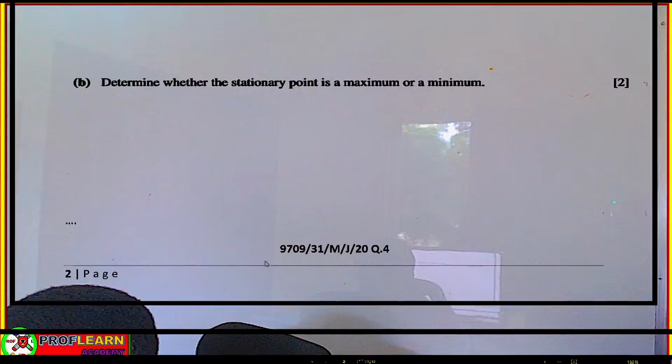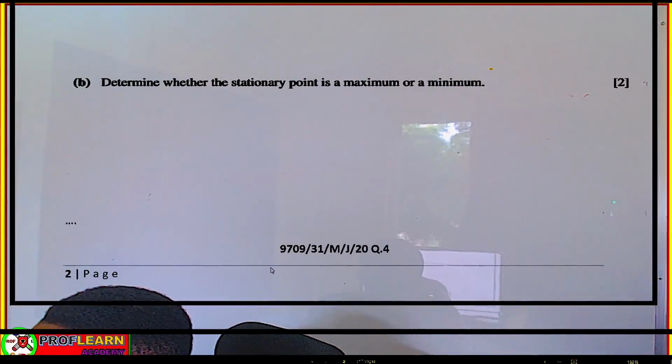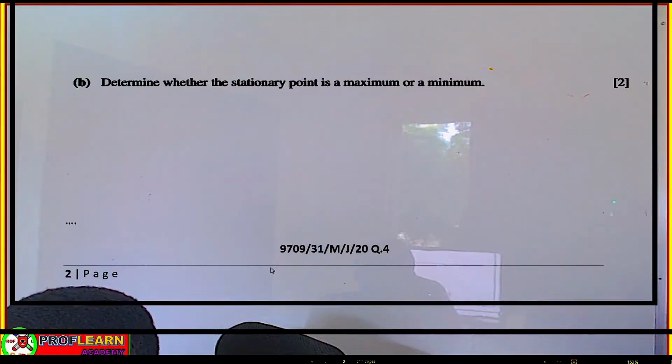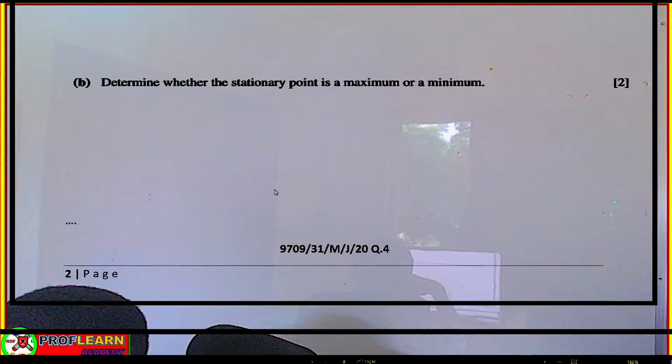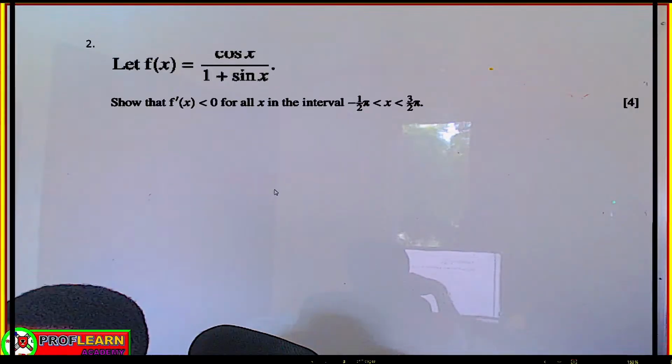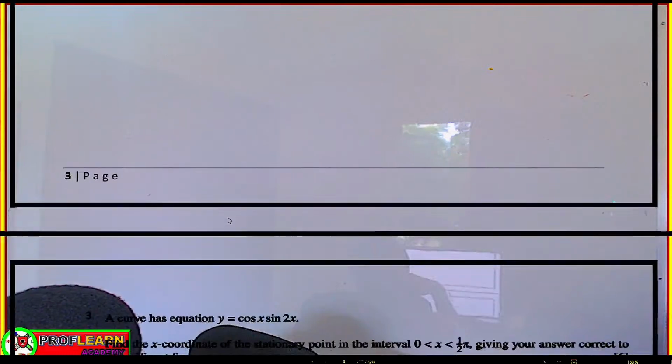or a minimum. Remember, we say that if you find the derivative of that function and you find the second derivative of the function, it will mean that if d squared y dx squared is greater than 0, that's the minimum point. If you get a negative number, that's the maximum point. Here we used the quotient rule in order to work out this. You can check in the previous video if you have not watched that.